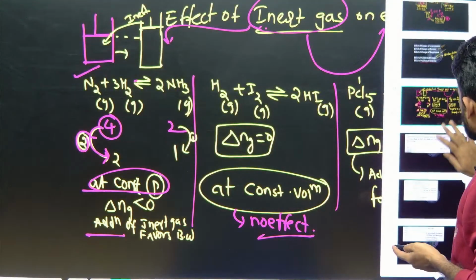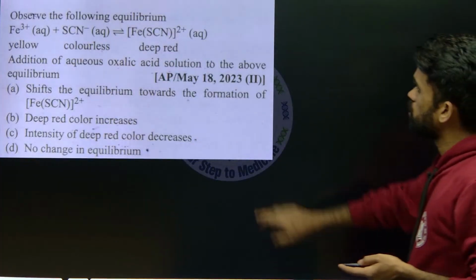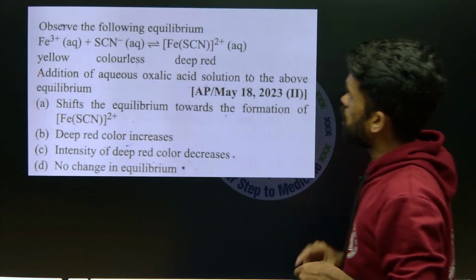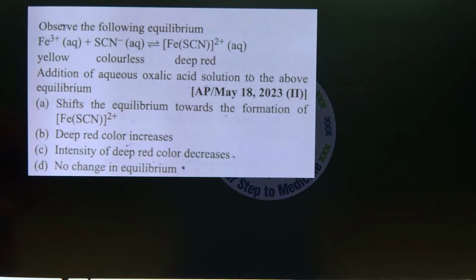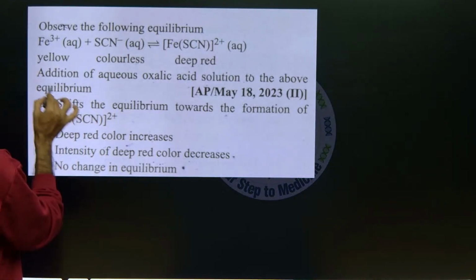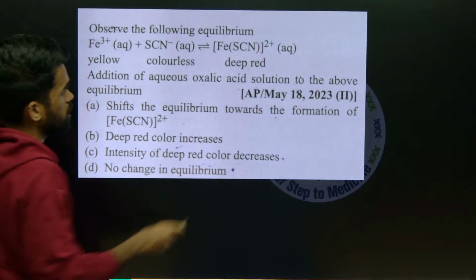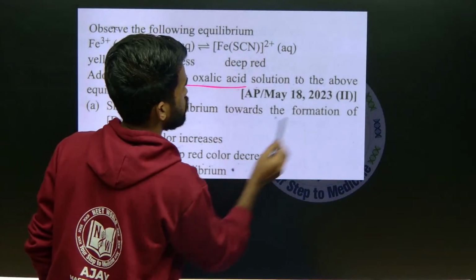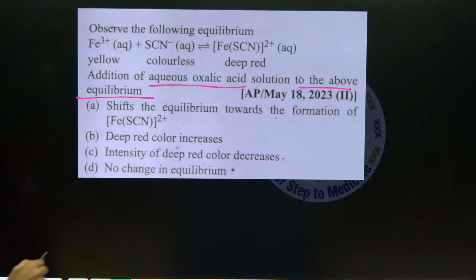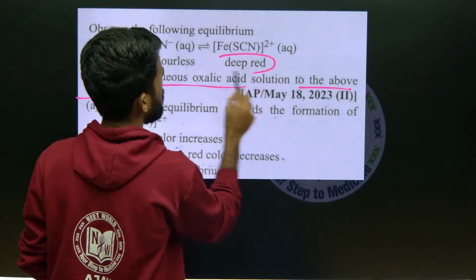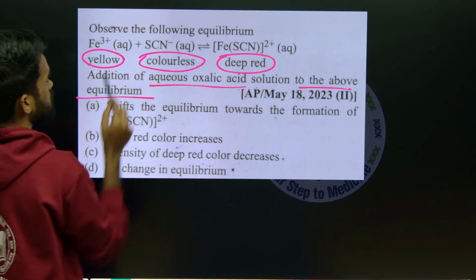So try to answer me this question again, what they are saying. Observe the following equilibrium and try to answer: addition of aqueous oxalic acid solution to the above equilibrium. What happens to the above equilibrium? See, we have deep red color product and yellow color reactant and colorless SCN minus ion.